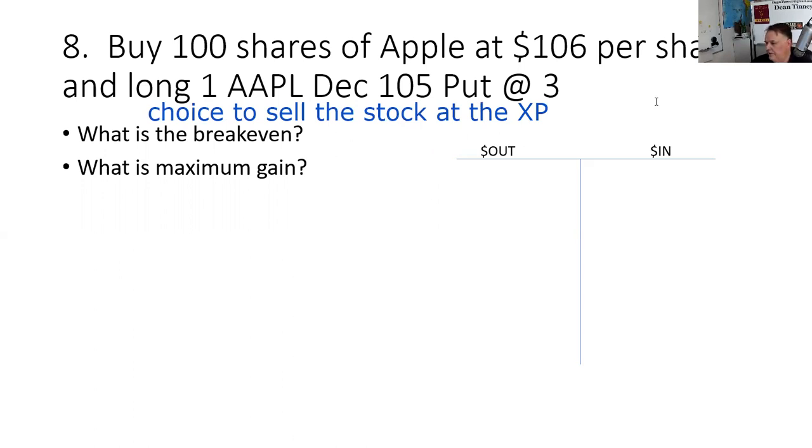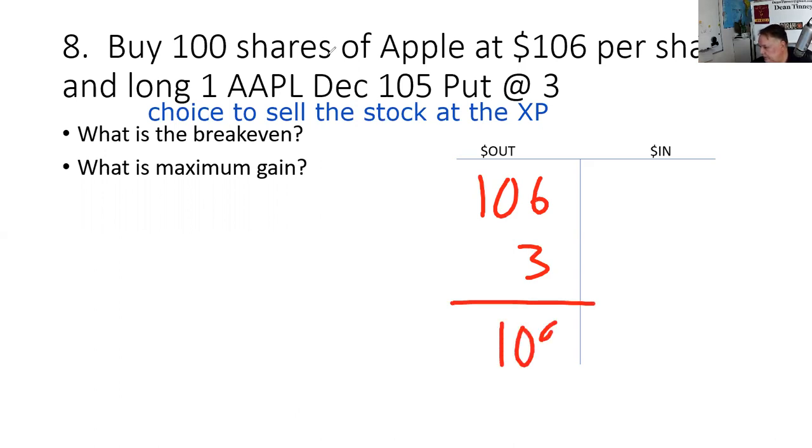And my break even, again, you can either memorize stuff or you can use your T, but however you want to get there. But here, the break even is going to be the stock cost, which in this case is 106 plus what I paid for the protection. And so that's going to be my break even. So let's put that in there.